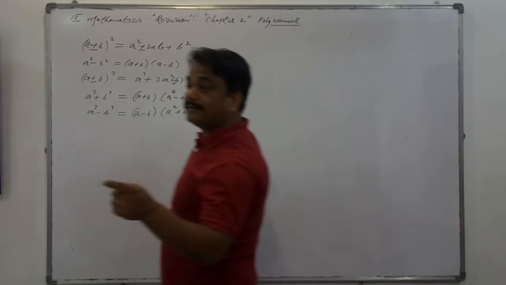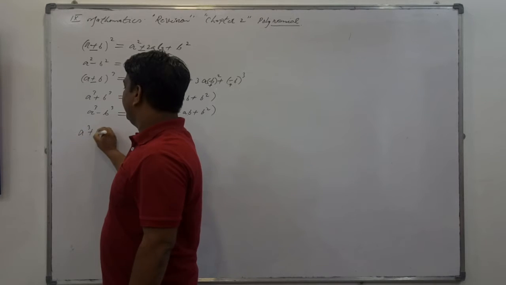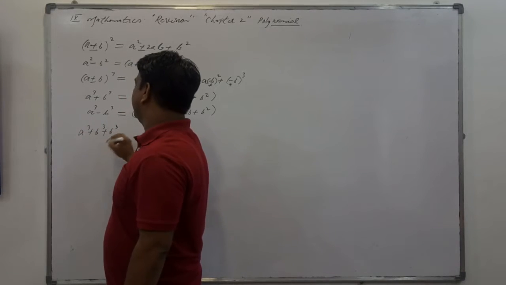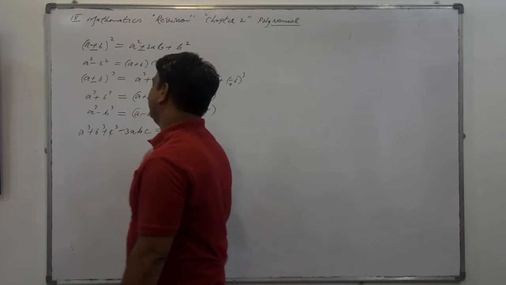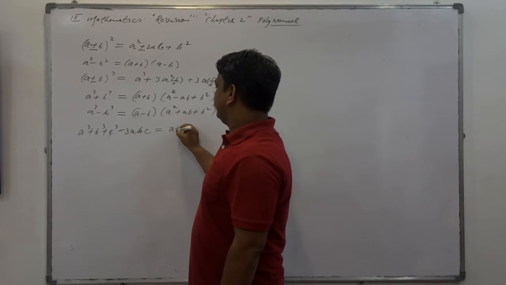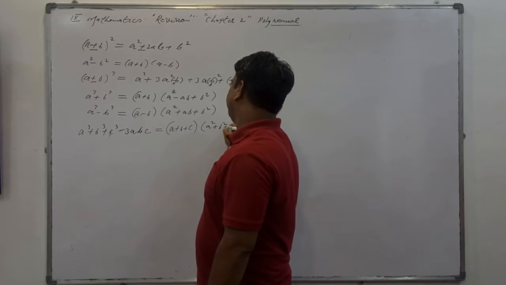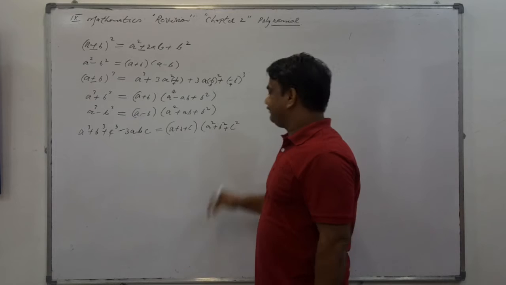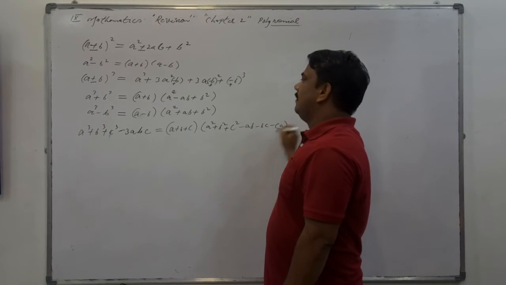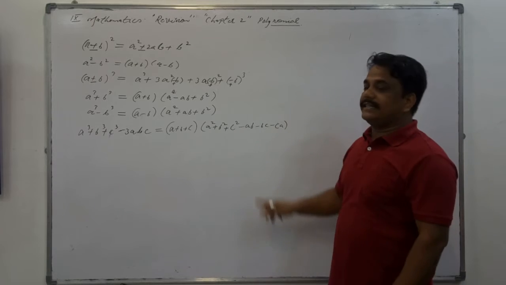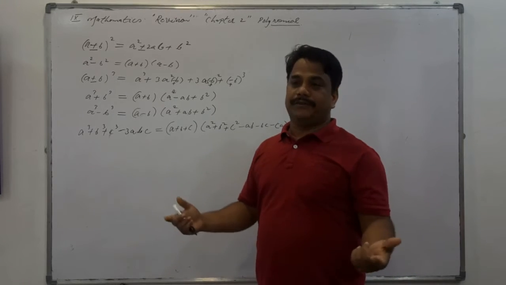Another identity also we have studied. This is called the identity of the chapter. Can you tell me what is the identity of the chapter? a cube plus b cube plus c cube minus 3abc, right or not, is equal to (a plus b plus c) times (a square plus b square plus c square minus ab minus bc and minus ca). This identity we had studied in the chapter. Is that clear?